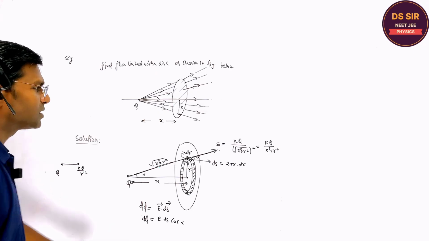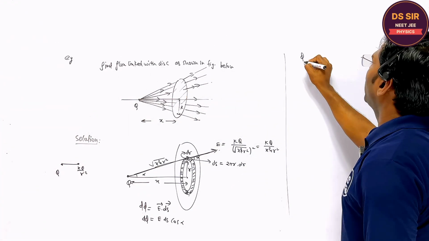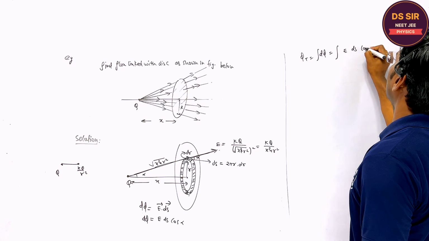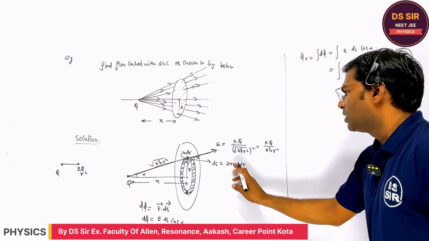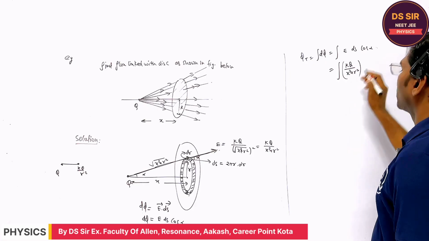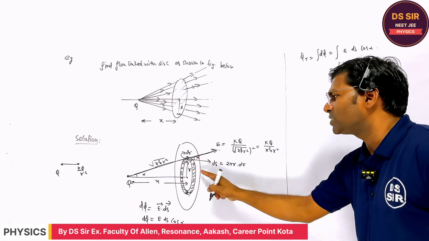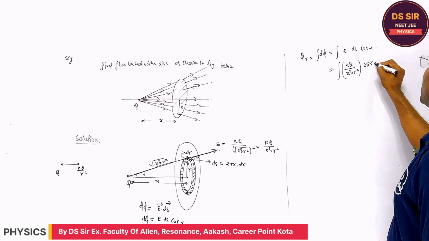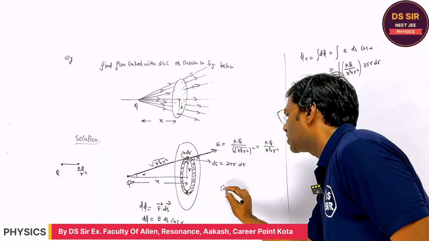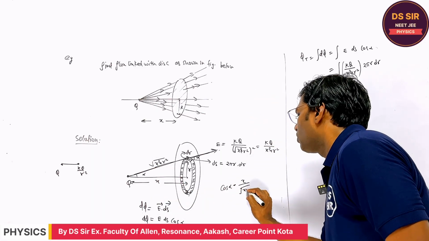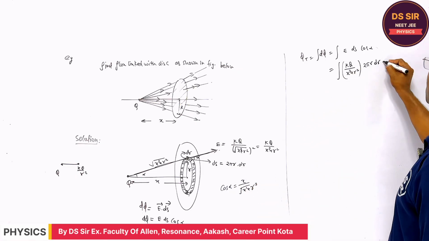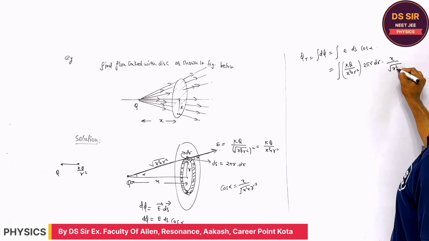To find the total flux, you have to integrate this, E ds cos alpha. The electric field is nothing but kq upon x square plus r square. The area of this elemental ring is 2 pi r into dr. And what is cos alpha here? The cos alpha is base upon hypotenuse, which is x upon root over x square plus r square. This is the value of cos alpha.